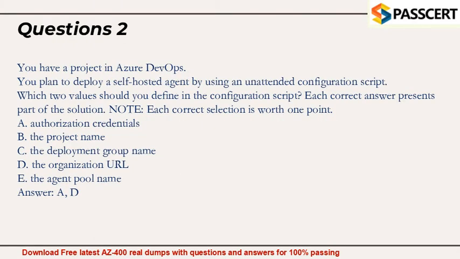Question 2. You have a project in Azure DevOps. You plan to deploy a self-hosted agent by using an unattended configuration script. Which two values should you define in the configuration script? Each correct answer presents part of the solution. Note: each correct selection is worth 1 point. A. Authorization credentials. B. The project name. C. The deployment group name. D. The organization URL. E. The agent pool name. Answer: A, D.